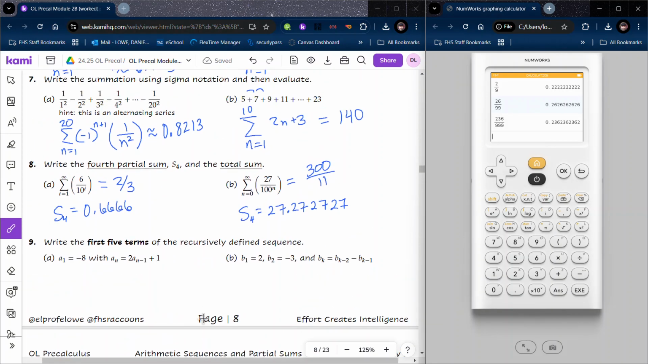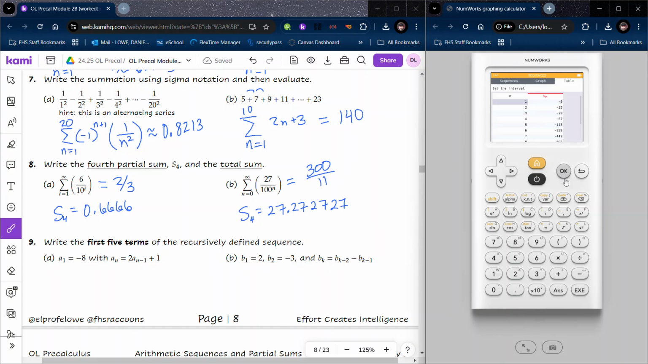All right, so last questions. The first 5 terms of our recursively defined sequence. One approach is to use our sequences, but we're going to add a sequence, and we're going to have a first order recursive definition, where my next term is based on the current term times 2. So I'm going to say 2 times the current term plus 1, and where that first term is equal to -8.